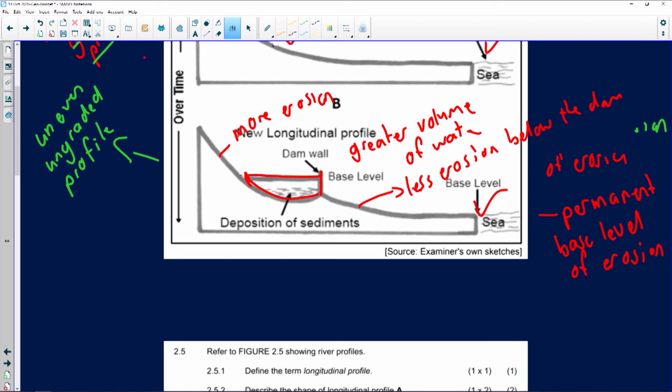Okay. Now, it's vice versa. What happens with deposition? There's going to be less deposition below the dam because there's no water flowing over there. And what happens over here? More deposition, and it might lead to silting up of the dam.